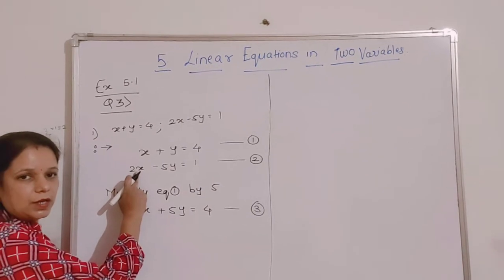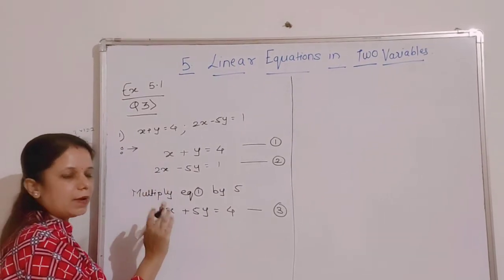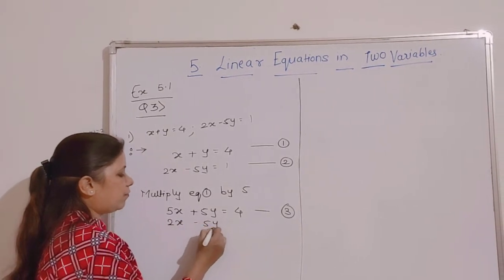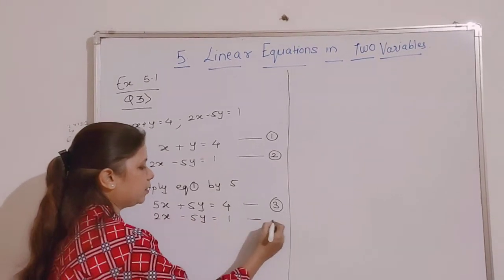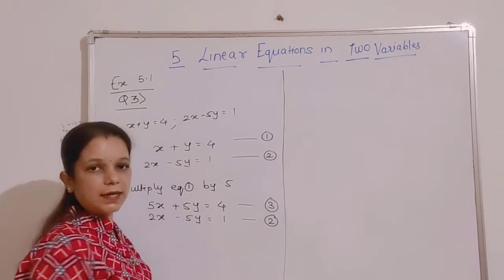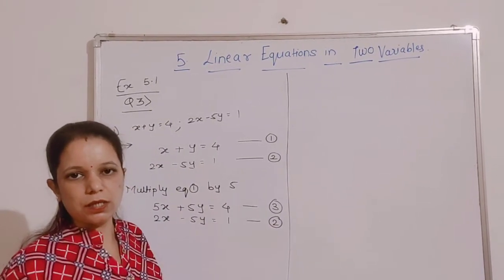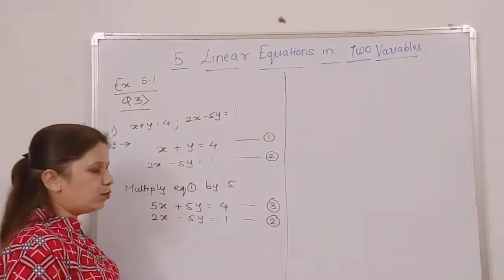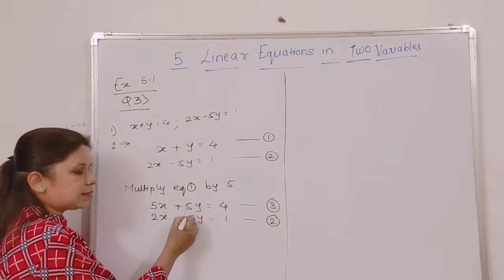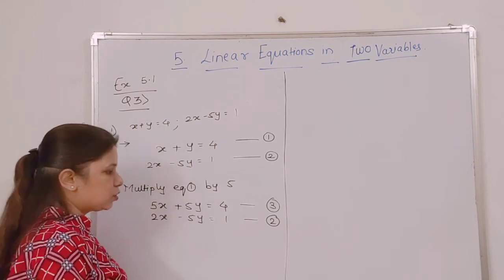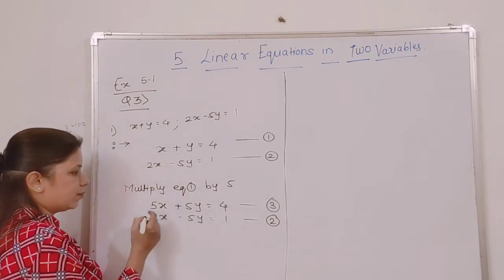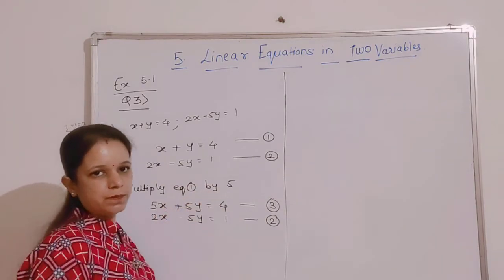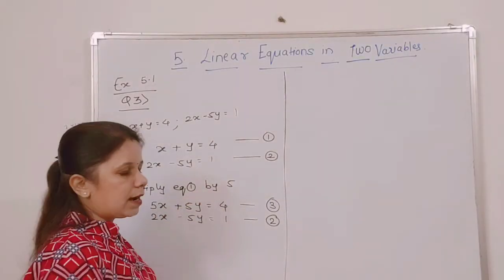This second equation is the same as it is. So 2x minus 5y equal to 1. I have not altered anything in this equation, so I will number it as it is. Now the signs are opposite, so we add them. So multiply equation 1 by 5 and add.